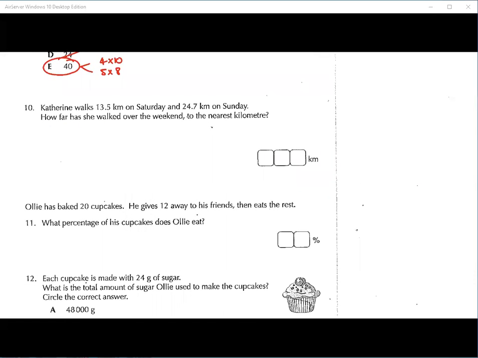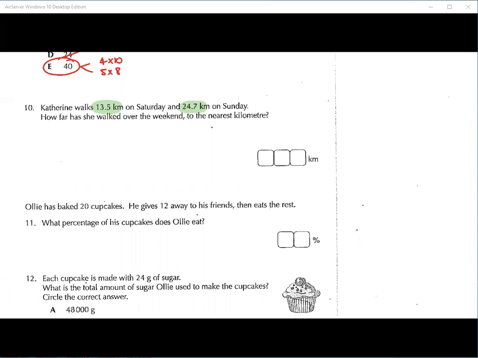Question number 10. Stay there. Carry on. Catherine walks 13.5 kilometers on Saturday and 24.7 kilometers on Sunday. How far has she walked over the weekend to the nearest kilometer? Okay. So what do we do first with those 2 numbers?